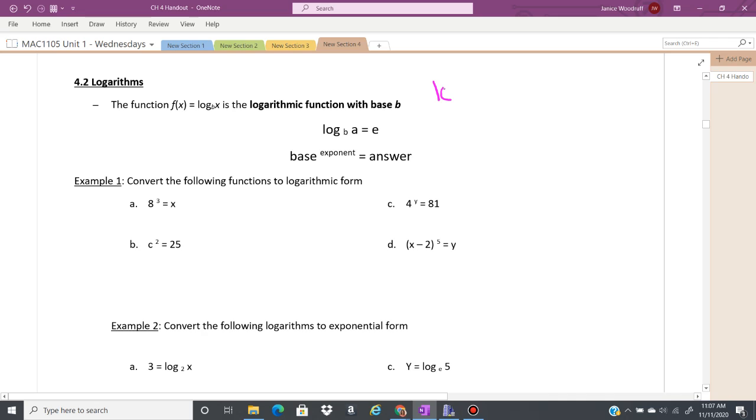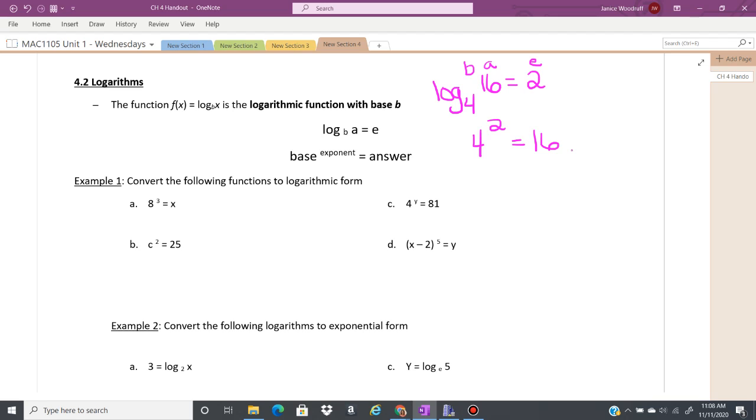So let's say you have log base 4 of 16 equals 2. You can rearrange that with BAE. This is the base, this is the answer, this is the exponent. So the base in the exponential function is 4, the answer of the exponential function is 16, and the exponent is 2. 4 squared equals 16. So it's rewritten as an exponential function, or an exponential function can be rewritten as a logarithm.